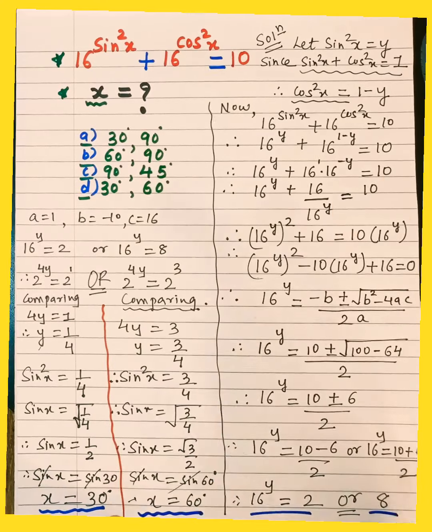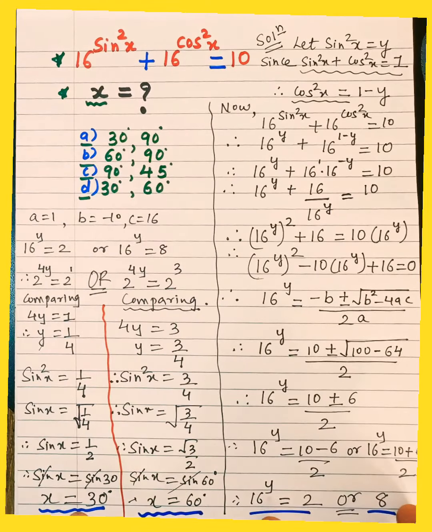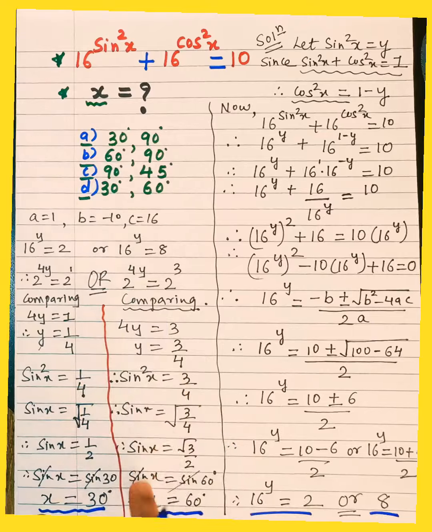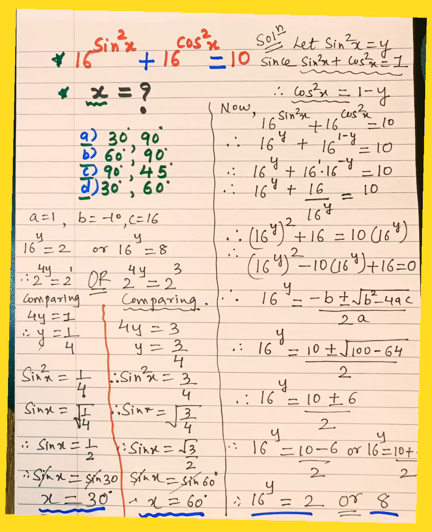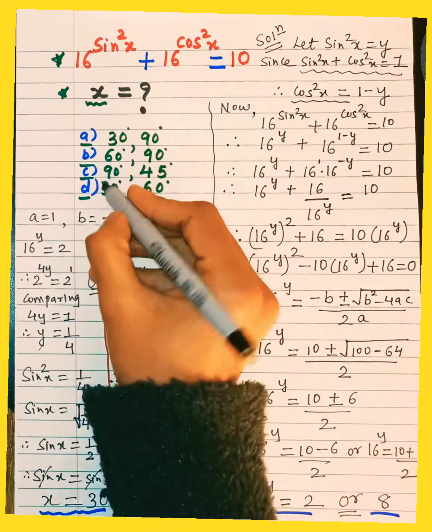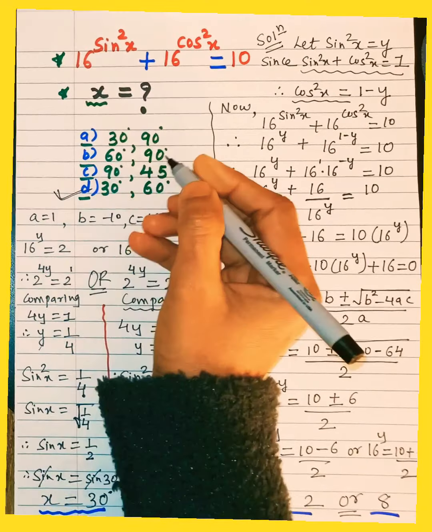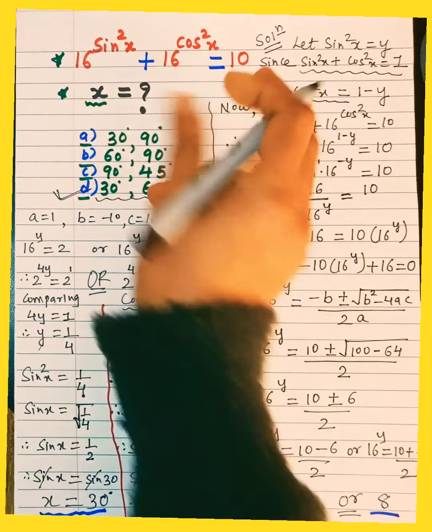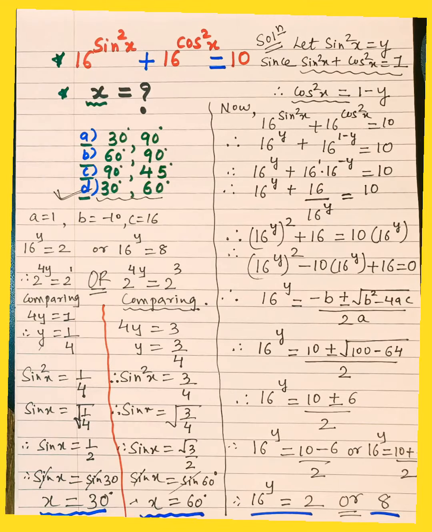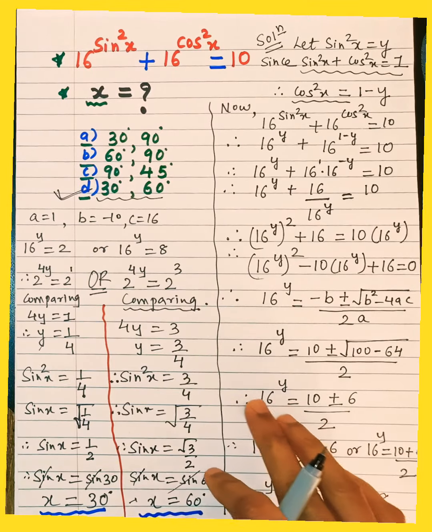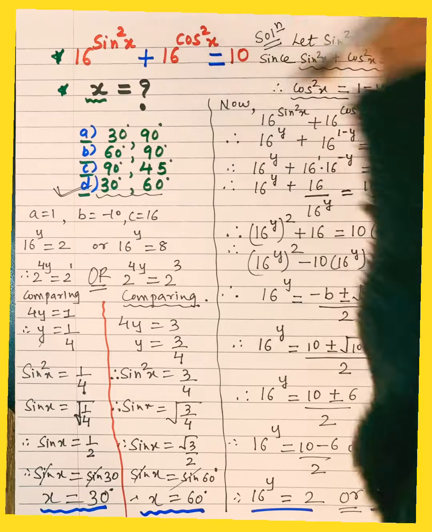So this way we will get the solution. First we solve it like this, and then we solve it with the help of equations, and we get 30 degrees and 60 degrees. So these two are our answers. If you check the options, 30 and 60 degrees is shown in option D. So option D is the correct answer for this type of question. So this way we will solve this type of question. I hope you understood the solution part. Thank you.